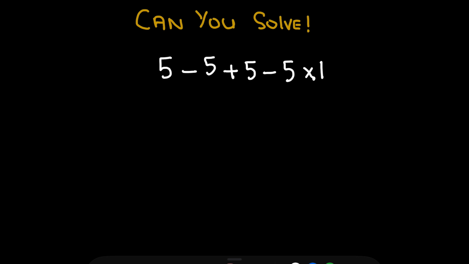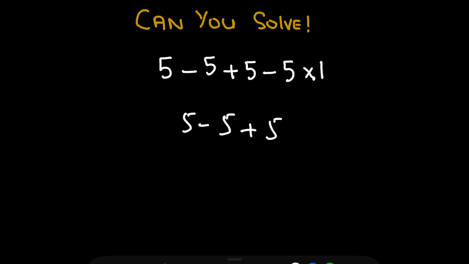5 minus 5 plus 5 minus 5 multiply 1. So first of all we simplify the multiplication. So here 5 minus 5 plus 5, oh sorry, plus 5 multiply 1 is 5. Okay, so now here 5 minus 5 plus 5.